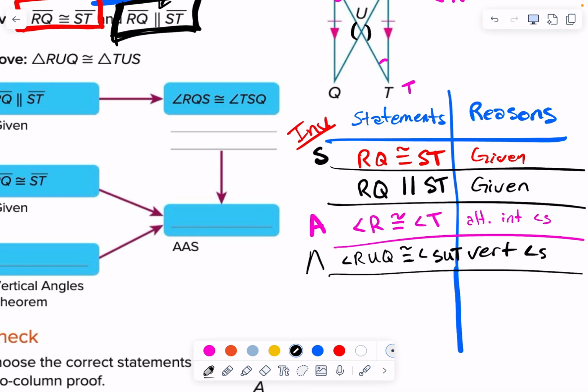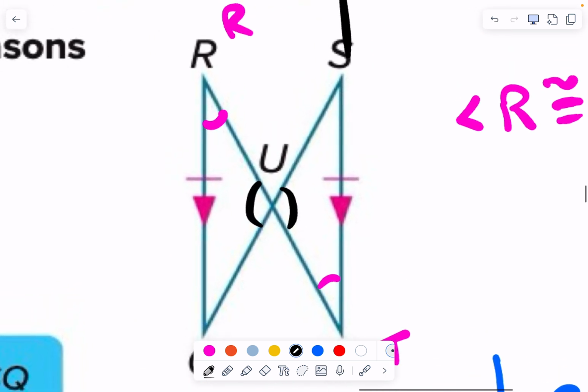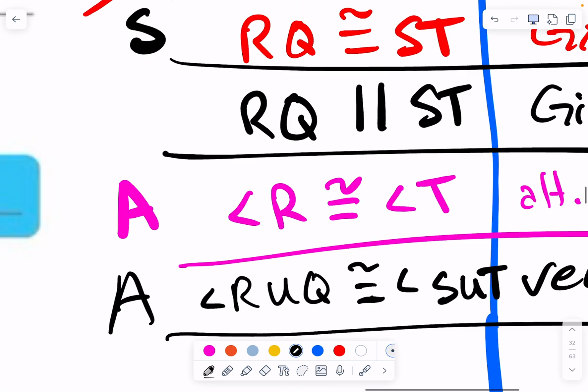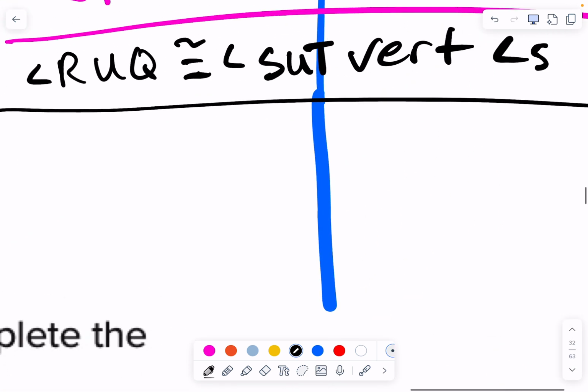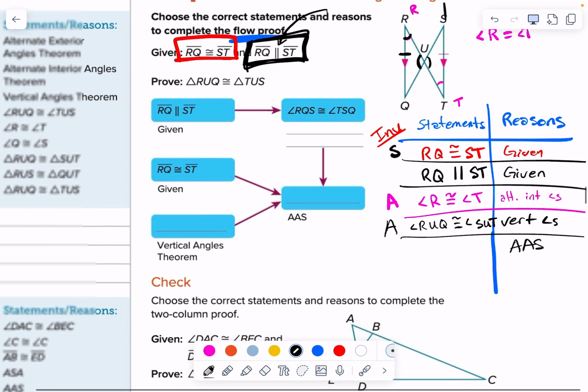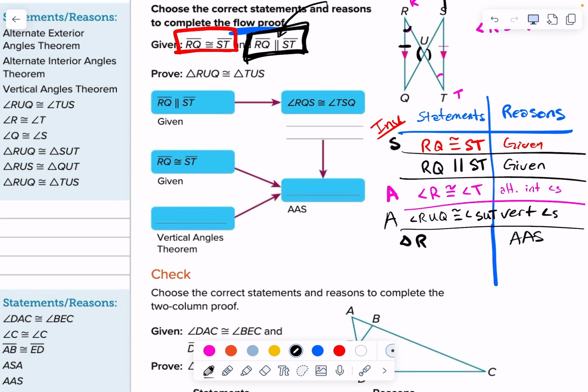Now I have another angle. All right, so if I have them labeled like that, I have this side, and I have this angle, and I have this angle. Is that angle side angle, or is that angle angle side? Angle angle side, right? So I can say the triangles are congruent by angle angle side. Triangle R-U-Q is congruent to triangle T-U-S.